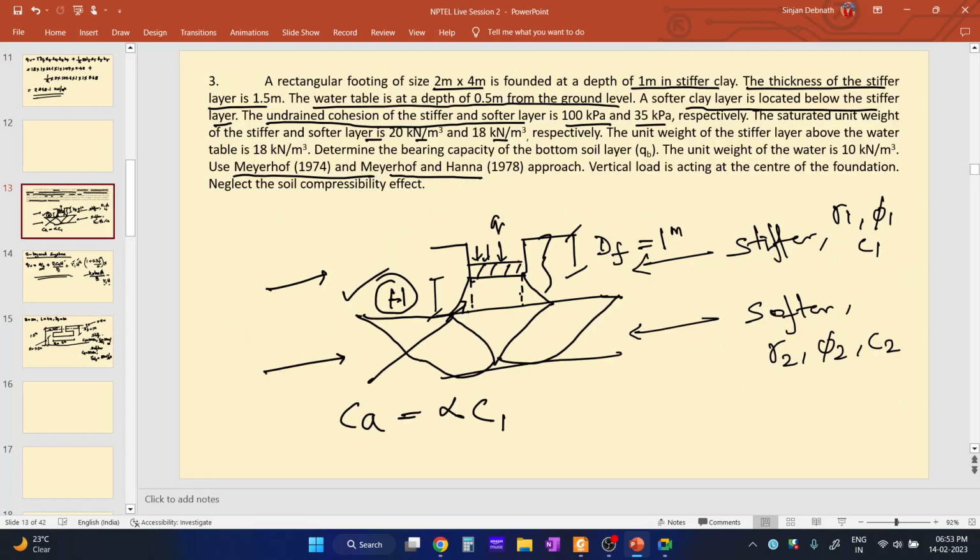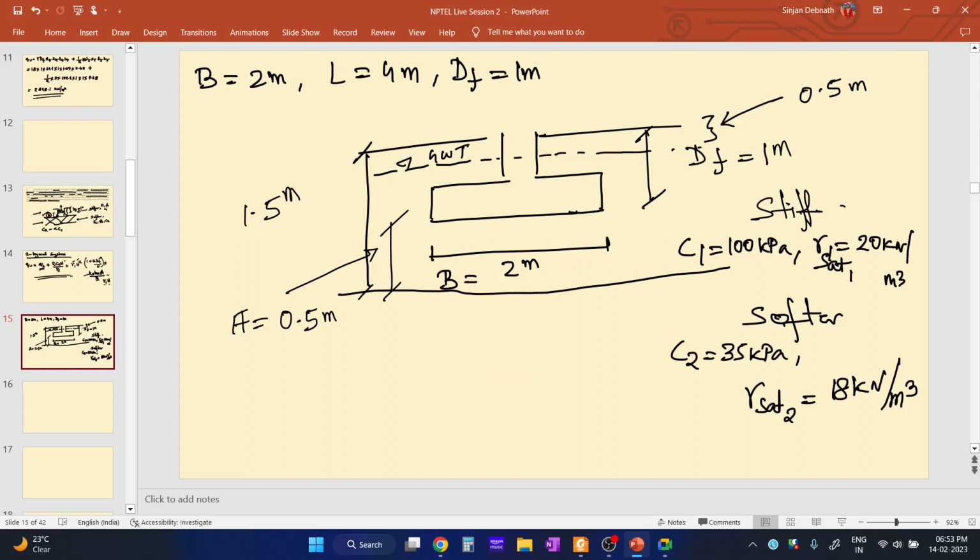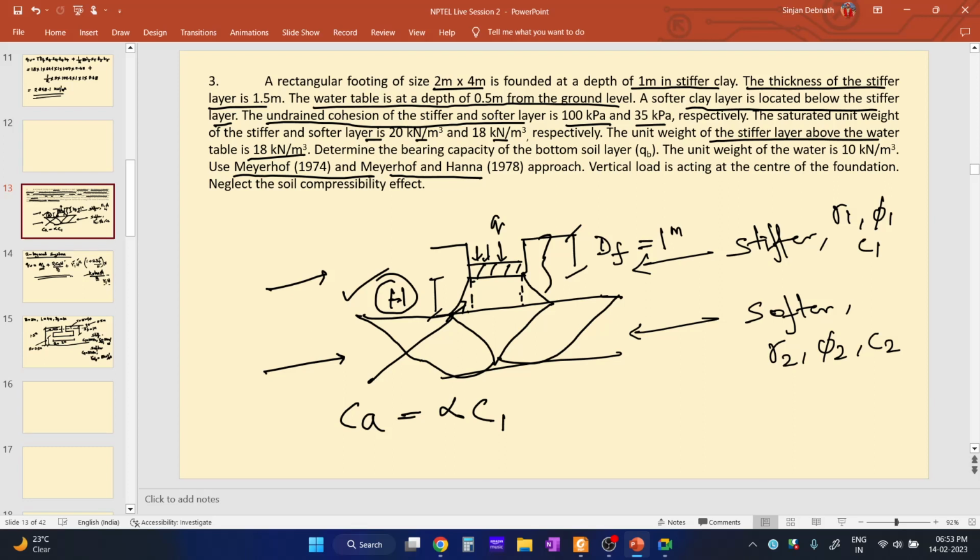And what are the other things? The unit weight of the stiffer layer above the water table is 18 kilonewton per meter cube. So the unit weight of this part, above the water table, is 18 kilonewton per meter cube. So now determine the bearing capacity of the bottom soil layer. Only the bottom soil layer. We are asked to find out the bearing capacity only for this layer, so there is no need to consider both the soil layers. We will come to that after a question.